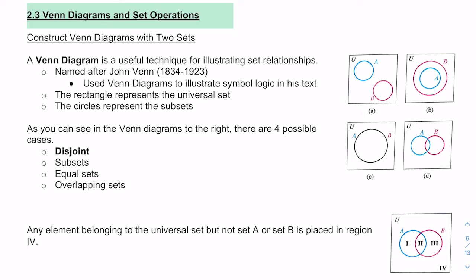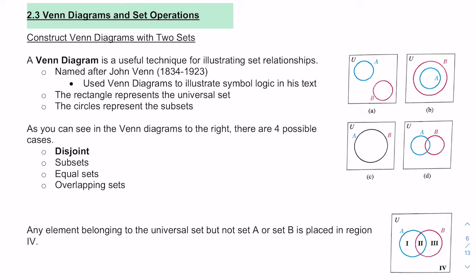Today we're going to look at section 2.3, which is Venn diagrams and set operations. Venn diagrams are useful when you want to illustrate set relationships, especially when they get a little complex. They were developed by John Venn, and he used them to illustrate symbolic logic in his texts. Basically, you'll see these a lot in probability when we get to that chapter. They're very helpful when you have two events that can happen at the same time.